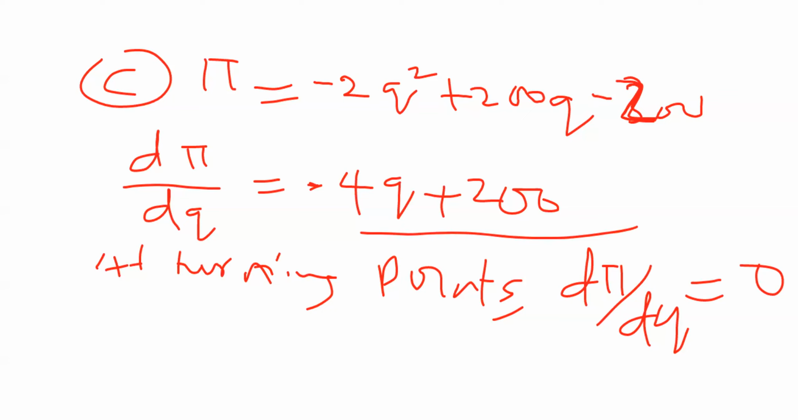Is it 50 or minus 50? No, it's 50. So the answer is 50 units. That has been solved. Is it clear? Yes. We have done A, B, and C. So how many units per week should we produce in order to maximize profit? 50 units per week.